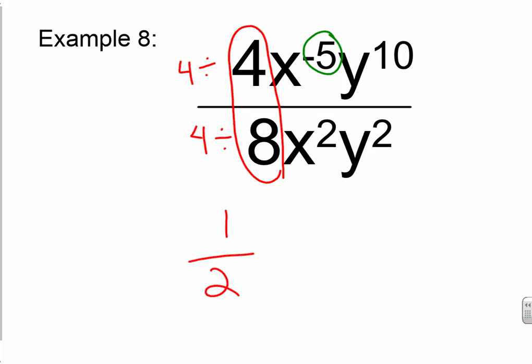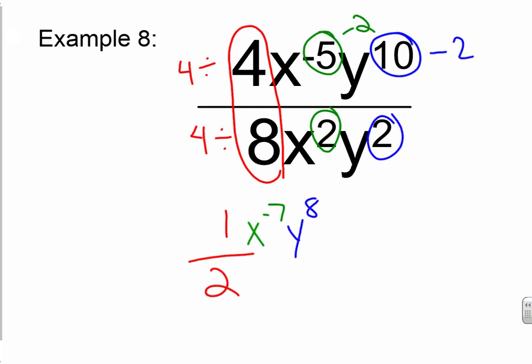Then I take my top minus my bottom. Now, in this case, I've got to do some money math. Someone owes me $5. They borrow 2 more. They owe me negative $7. I then do my top minus my bottom, and I get y to the 8th power.